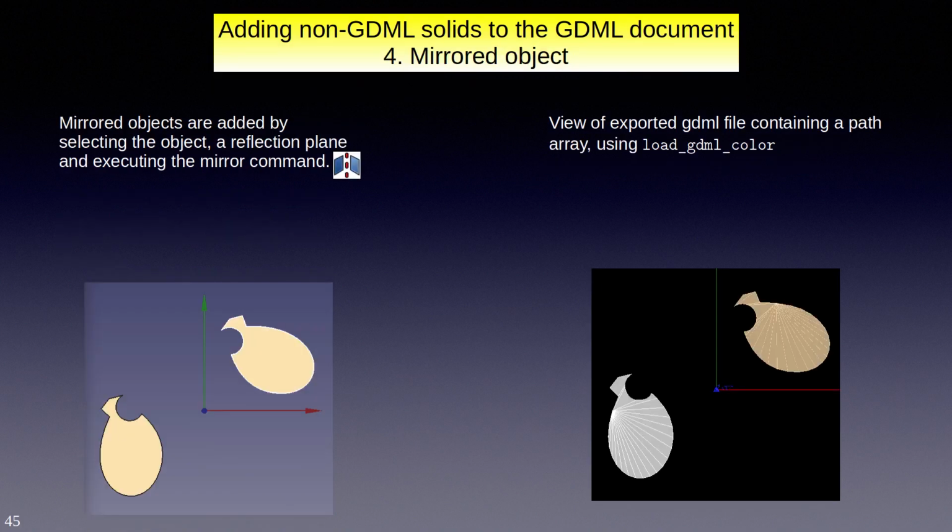Mirrored objects can also be exported by the GDML workbench. They are added by selecting the object, a reflection plane, and executing the mirror command. An example is shown here.